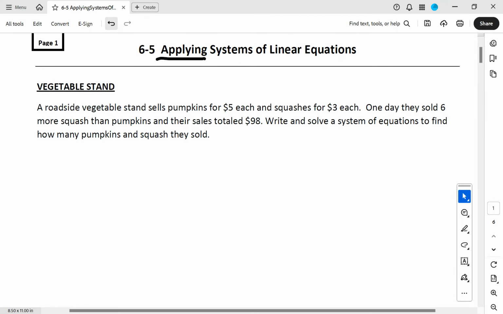We have a roadside vegetable stand selling pumpkins, and they are $5 each. And squash, or squashes, I think squash is the better term because I think both plural and singular are squash, but squashes make sense too, $3 each. Well, one day they sold 6 more squash than pumpkins, and their sales totaled this amount of money. We are going to write and solve a system of equations to find out how many of both of these they sold. So the first thing you need to do is identify your variables, okay?